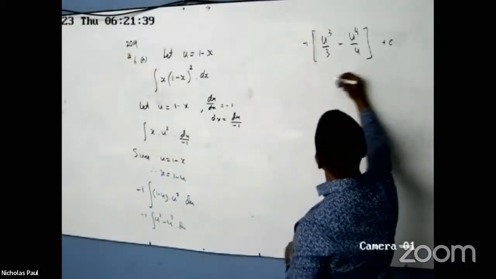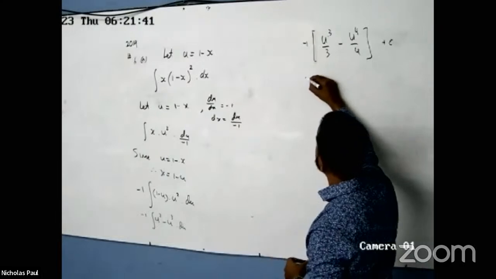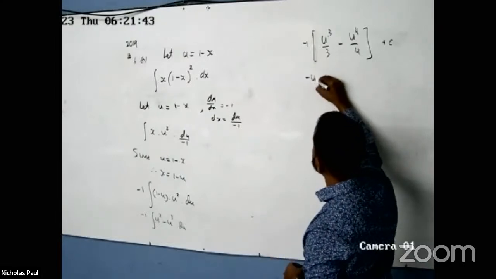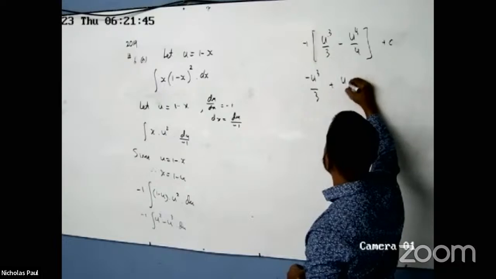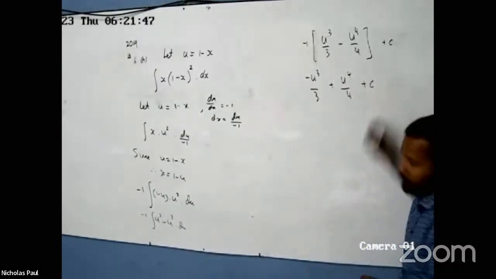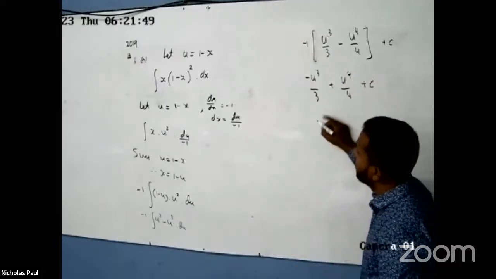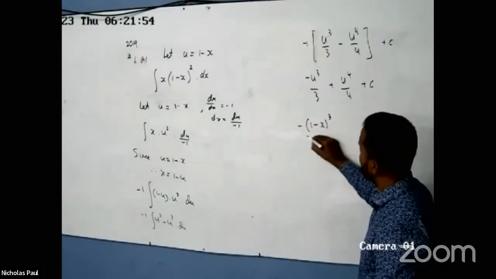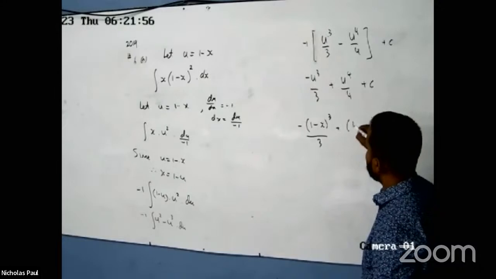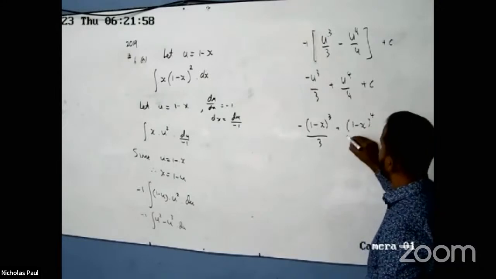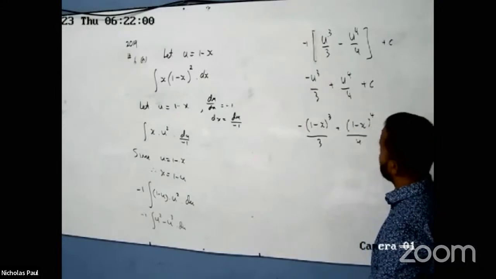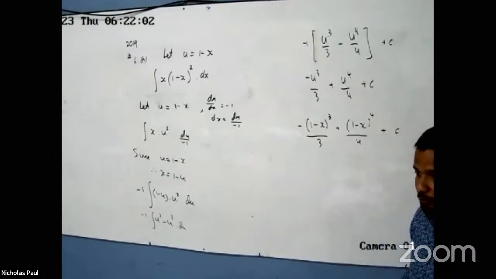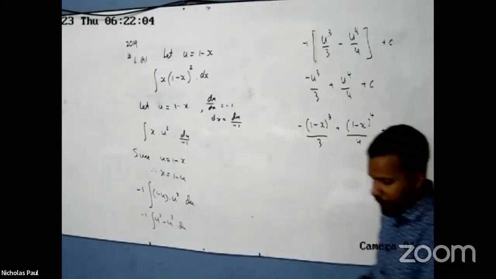So multiply this out, and you will get minus u cubed on 3 plus u to the 4 on 4 plus c, and then plug back in u. That would be minus 1 on x cubed over 3 minus 1 on x to the 4 on 4 plus c. That's okay? Let's see if we can do our next one.